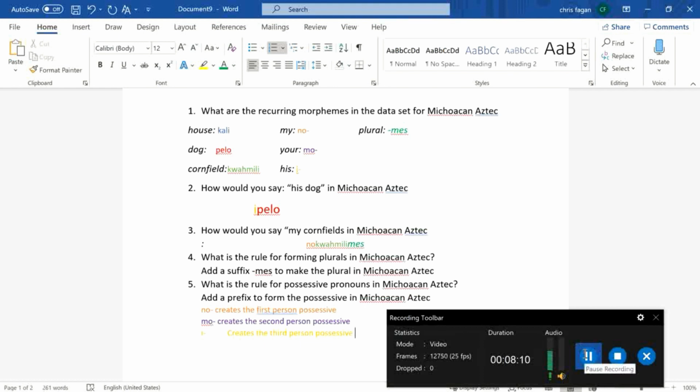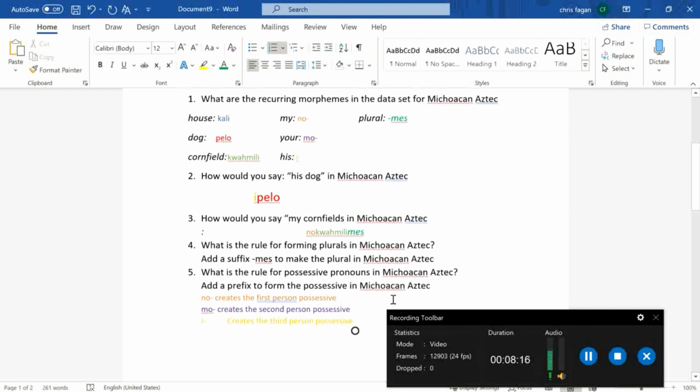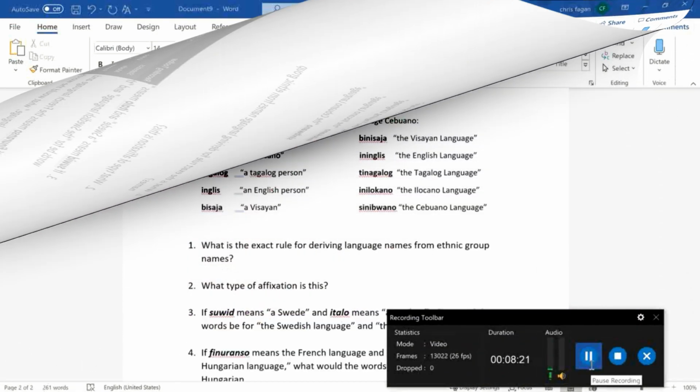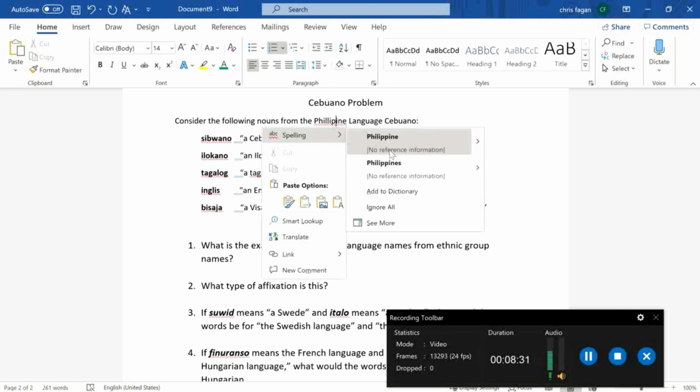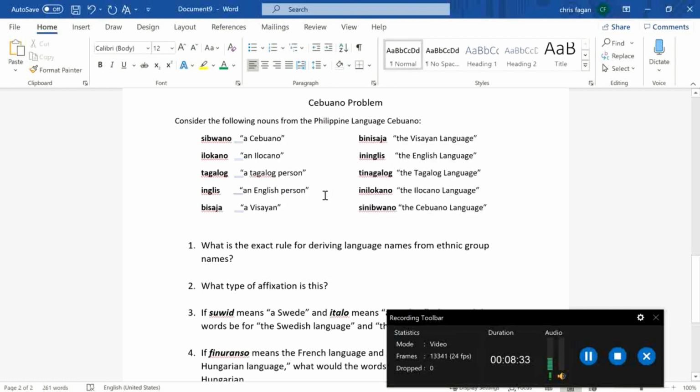Okay, so that was Michoacan Aztec. We have found the patterns for the plurals and possessive pronouns for these different nouns. That one was pretty easy. Let's look at another problem here with some nouns from the Philippine language, Cebuano. Now, it looks like I had a typo there because I'm a little bit tired right now, just like you guys might be. So let's do that same process here.